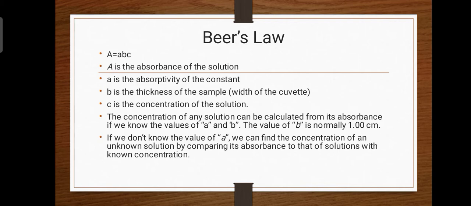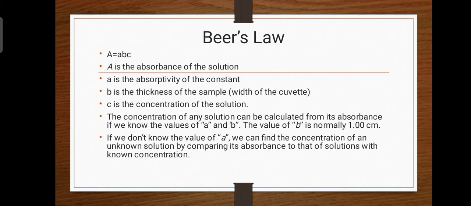The concentration of any solution can be calculated from its absorbance if we know the values of A, small letter a, and b. The value of b is normally 1.00 centimeter. If we don't know the value of this small letter a, we can find the concentration of an unknown solution by comparing its absorbance to that of solutions with known concentrations. Typically, we will prepare three or more solutions of known concentrations if we're going to do the experiment.